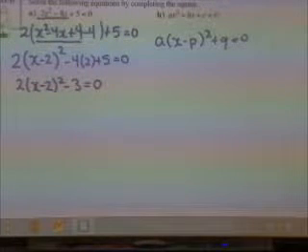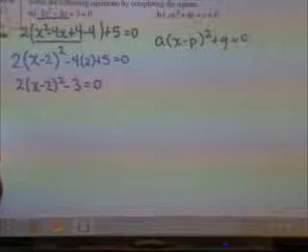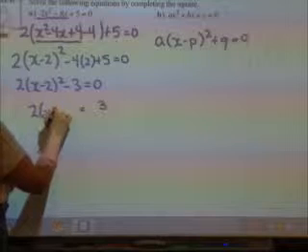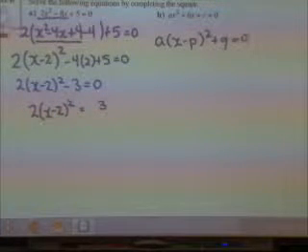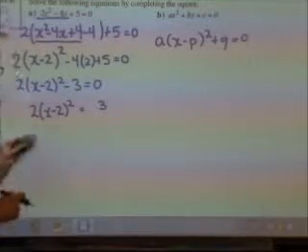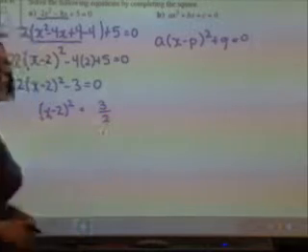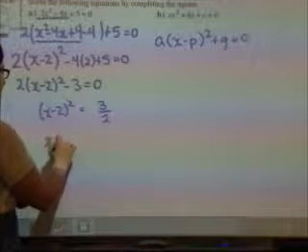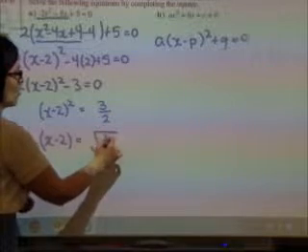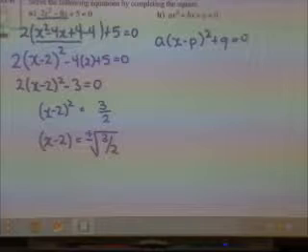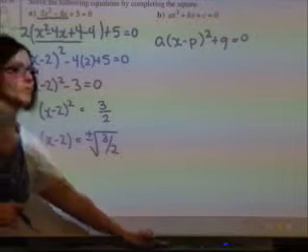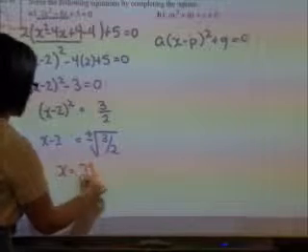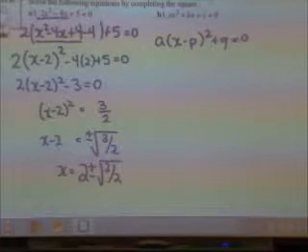I want to isolate for x, so I want to get x by itself. So my first step would be to divide it by 2. Then what? Square it or square root it? Square root it. And when I go to square root the 3/2, I put a plus minus in front of it. And then my last step, how do I get rid of this minus 2? Add 2. So x would equal 2 plus or minus the square root of 3/2.